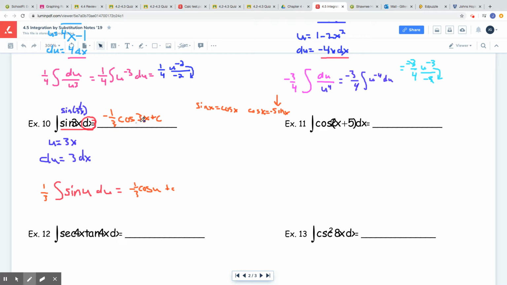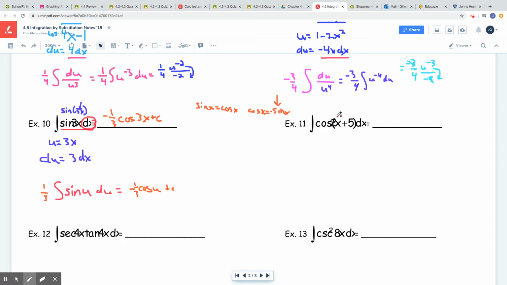Now, if you want to write that as negative cosine 3x over 3, you can do that as well. Or you can just write negative 1/3 cosine 3x plus c. Both of them are good answers. All right. Moving on to 11.